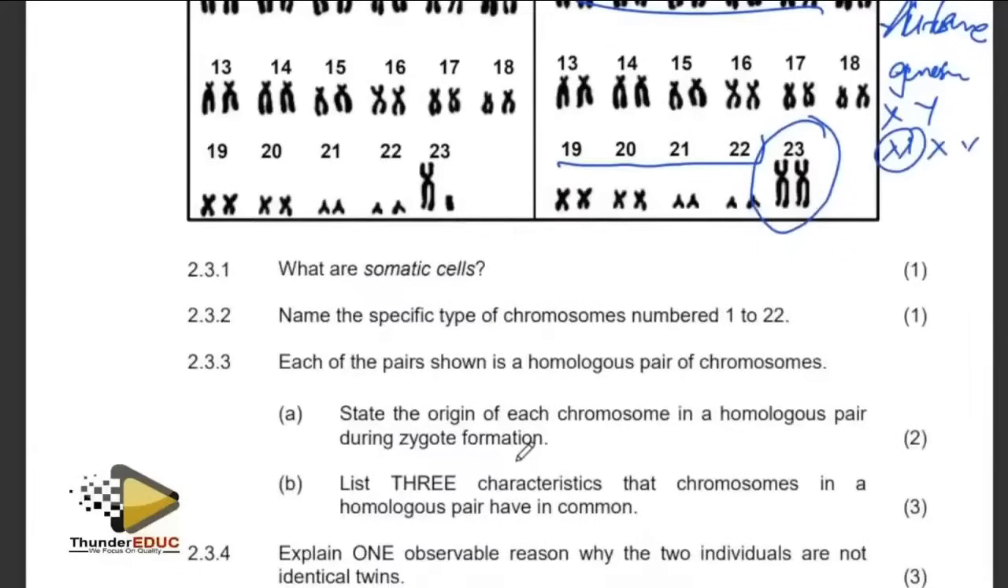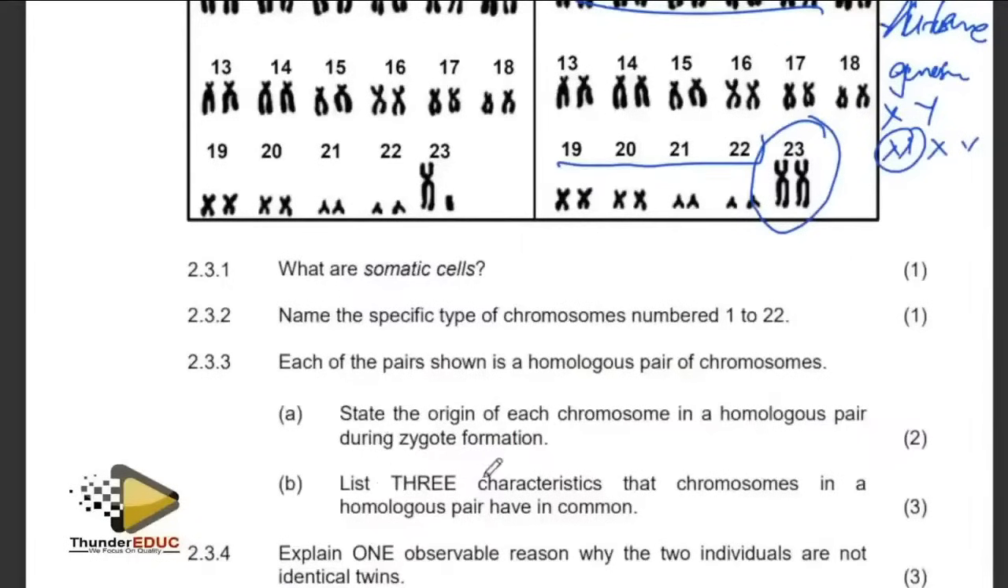Definitely, one came from the nucleus of the ovum, another one came from the nucleus of the sperm. Meaning that one chromosome came from the mother, and this chromosome came from the father. So this one came from the nucleus of the ovum, this one came from the nucleus of the sperm, and then fertilization took place, and then a zygote was formed. That's what they are looking for.